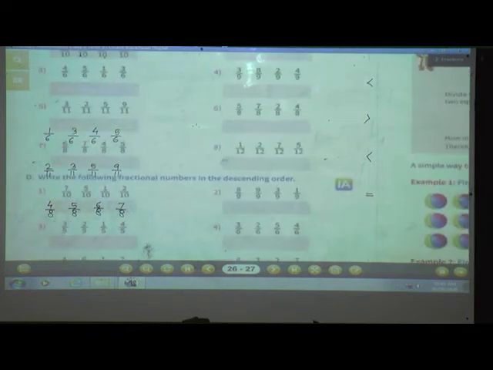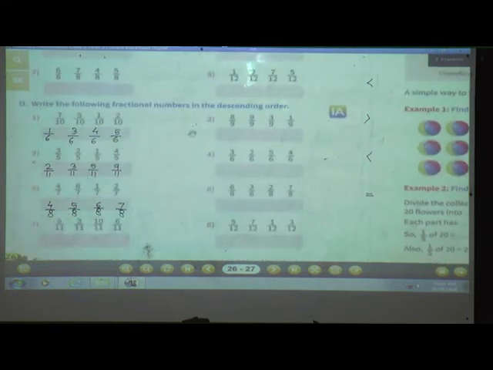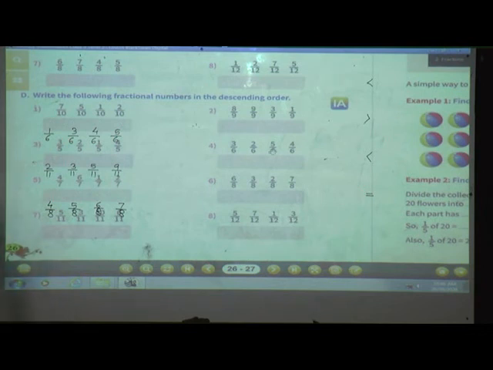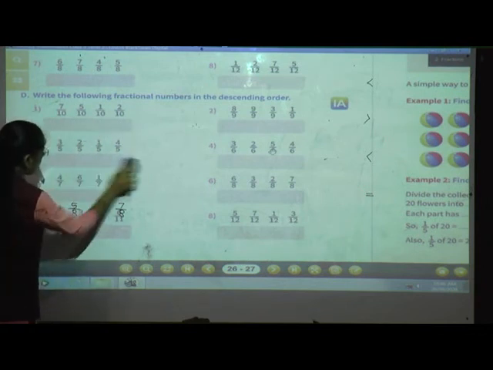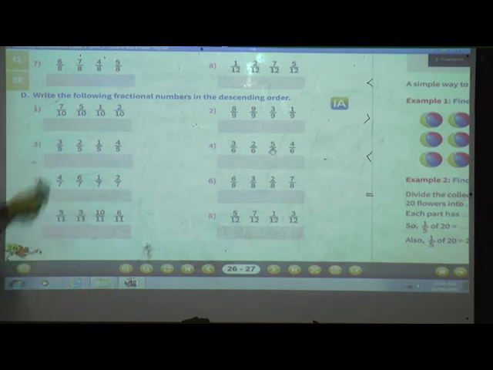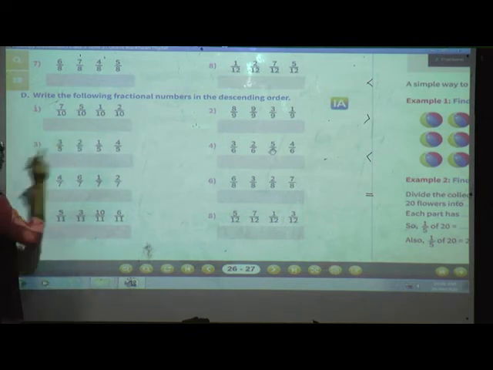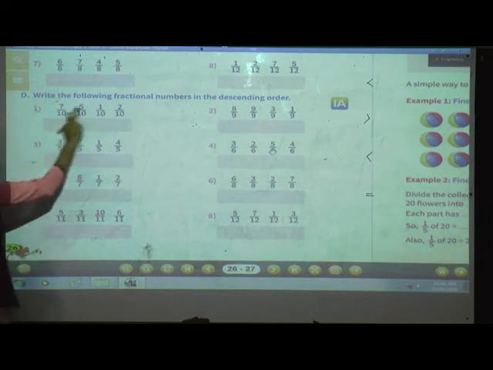Now we'll move to the next question, that is D1. In this question you have to arrange all the fractions in descending order. Now what is meant by descending order? Descending order means you have to arrange the given fractions from biggest to smallest. From biggest to smallest. See, all are like fractions, so see only numerator.